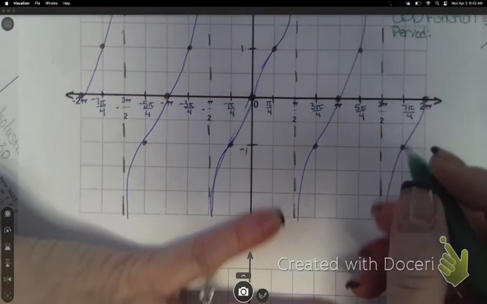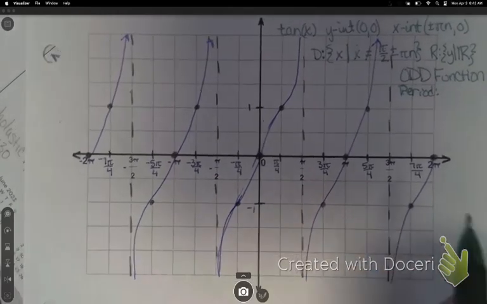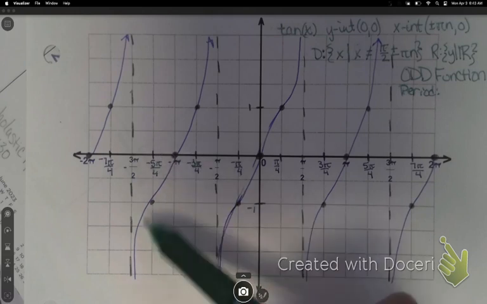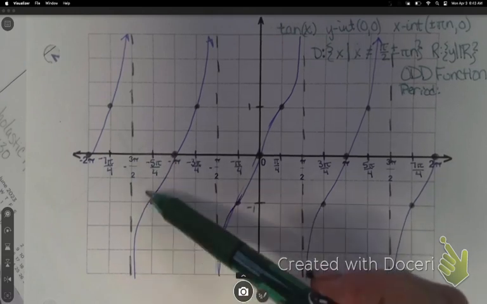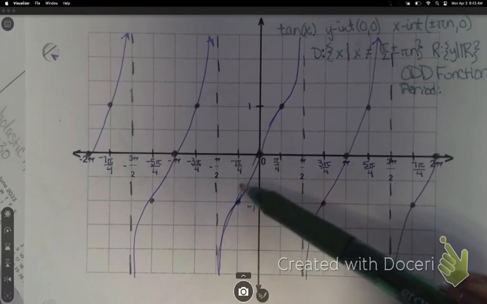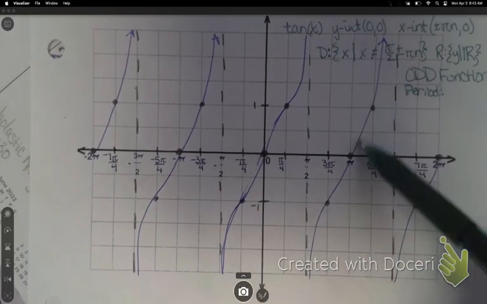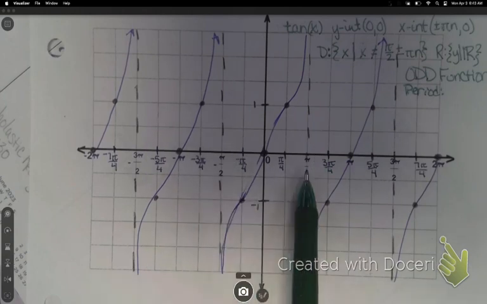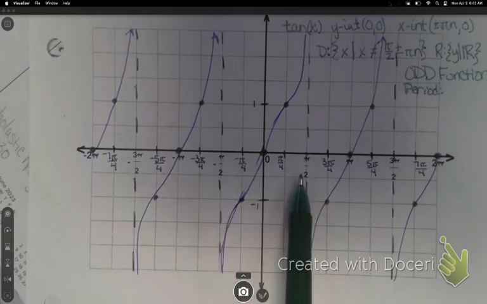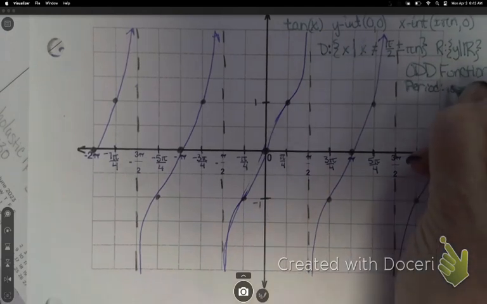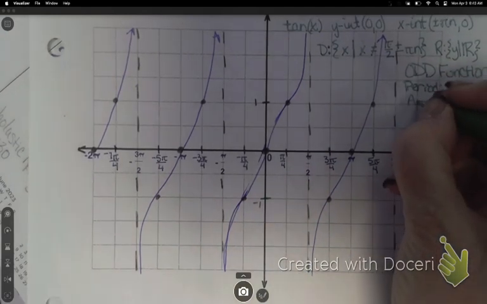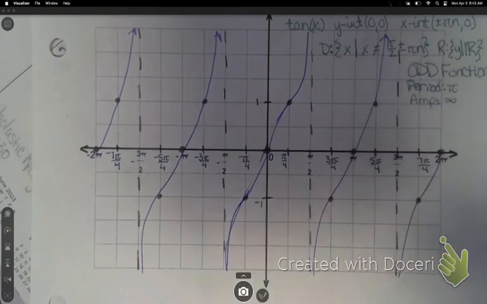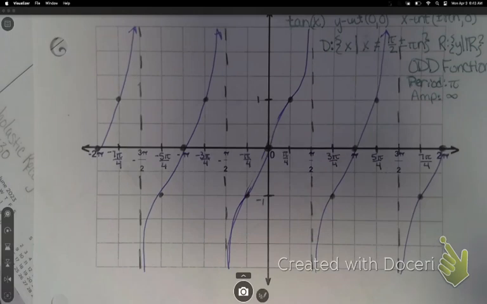How much of this graph do I need to get all of the behavior? No, just like how I'm going to start here. Where does it start repeating? Aren't all these individual curves the whole graph, all of the behavior? So how far is that? From negative pi over 2 to, it's pi. And the amp then, is that infinity? Because it goes forever in both directions, correct?